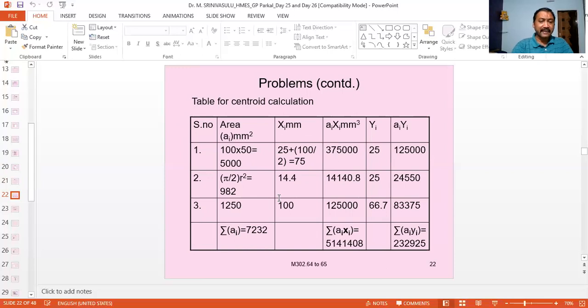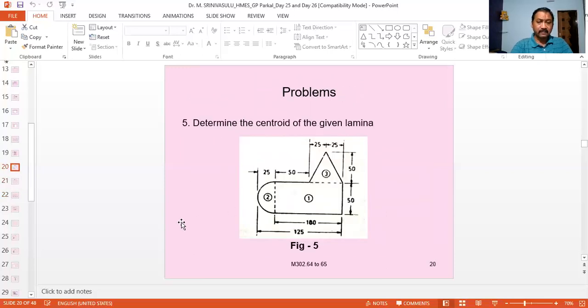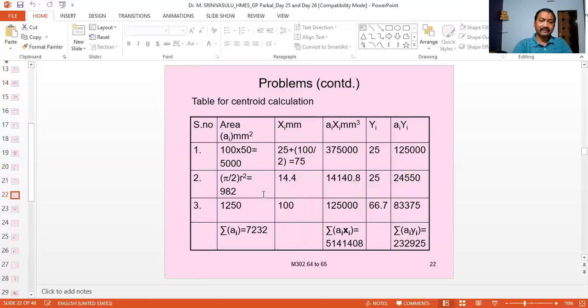And the distance x2, from here to here, we know that the distance is 4r by 3 pi. But we want the distance from this y-axis. So the distance between these, that is the radius, is equal to 25. So 25 minus 4 into 25 by 3 pi. So we will be getting the answer as 14.4 millimeters, that is x2.